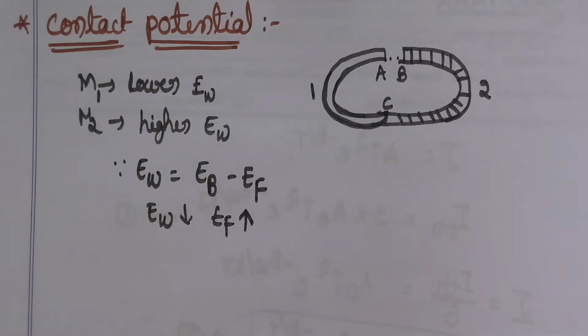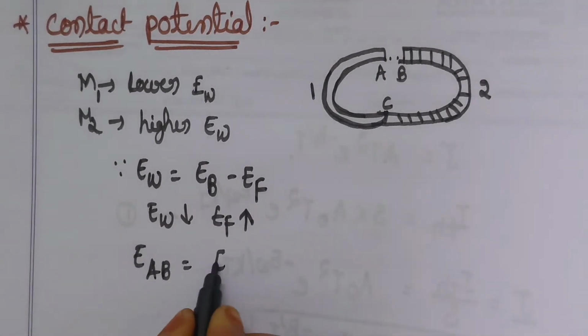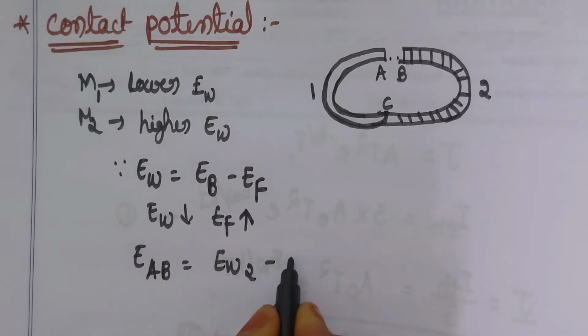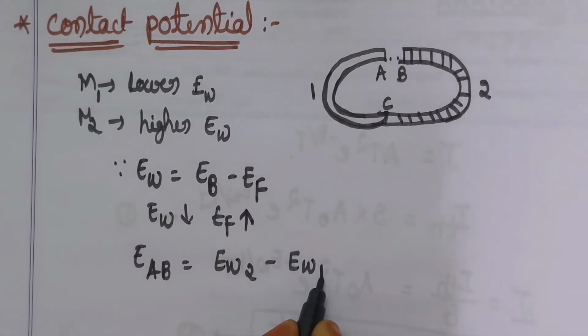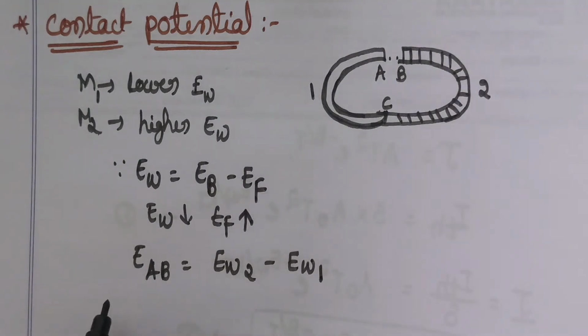that is, the potential difference EAB, that is EW2 minus EW1, is the contact difference of the potential energy between two metals and is equal to the difference between their work functions. If metals 1 and 2 are similar, then the contact potential is 0. If they are dissimilar, the metal with the lower work function becomes positive since it loses its electrons.